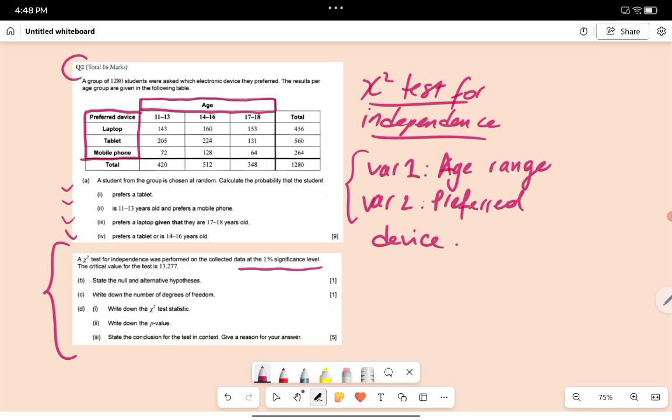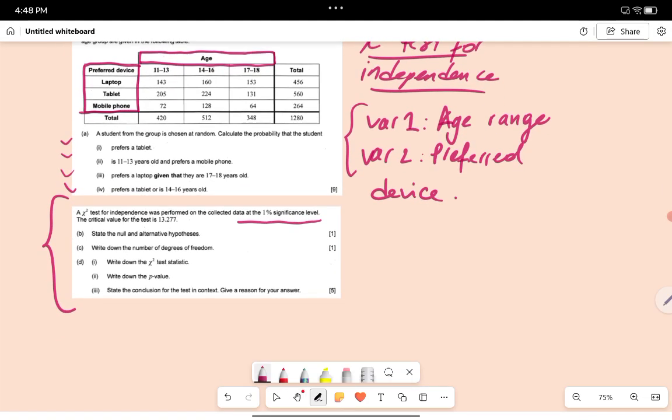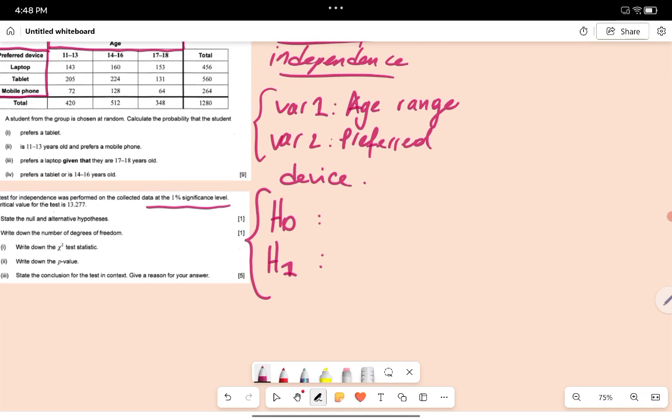And how we do that, with the chi-square test for independence, the first thing we do, and that's also the question, state the null and alternative hypothesis. So what we do, guys, we have the null hypothesis and the alternative hypothesis. We write it down like this, and that is like making a statement. That's what we're going to test. And the first one would be to say that the two variables are independent. So that's always our null hypothesis.